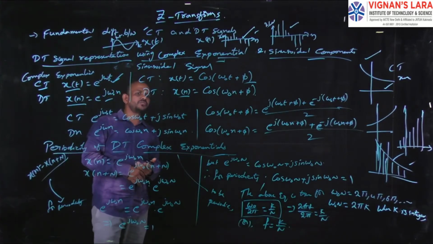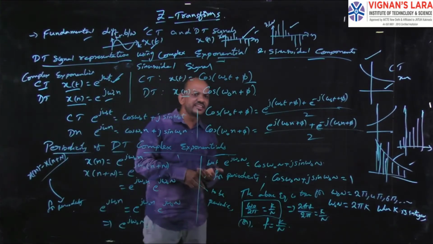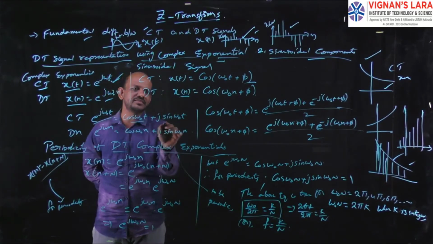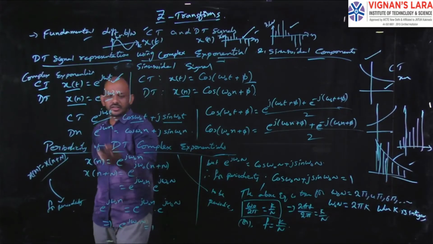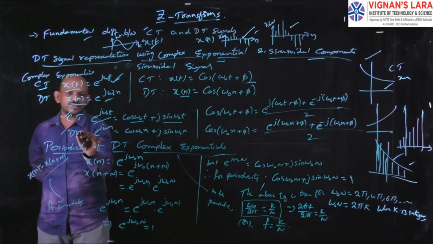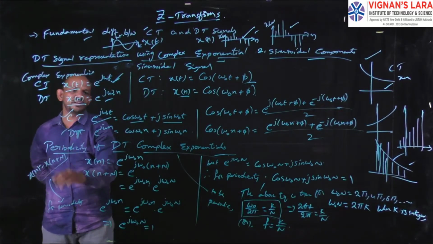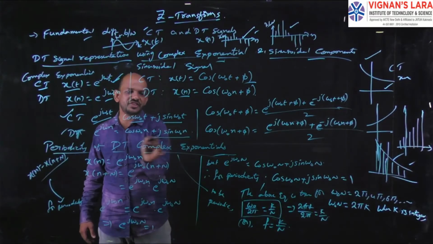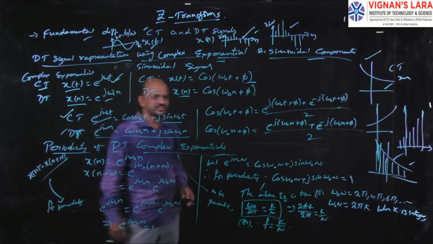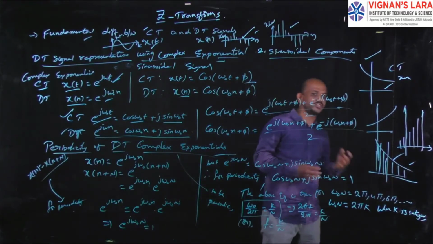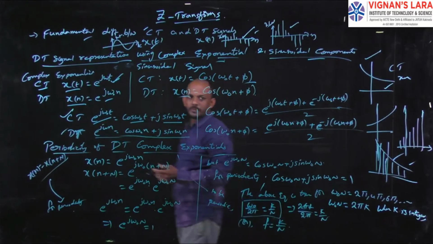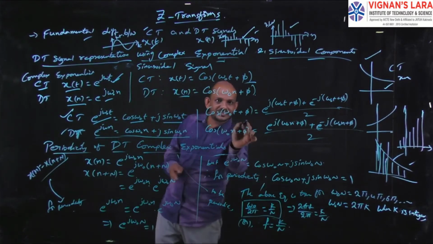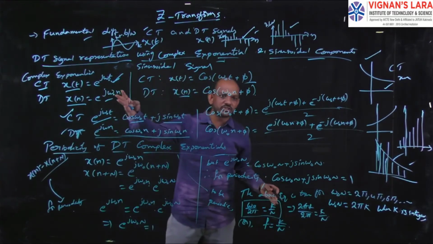You have Euler's formula, e power j theta equal to cos theta plus j sin theta. By that, I can write e power j omega naught t equal to cos omega naught t plus j sin omega naught t for a continuous time signal. For a discrete time signal, e power j omega naught n will be equal to cos omega naught n plus j sin omega naught n. So with this I can represent a complex exponential discrete time signal in terms of sinusoidal signal components.